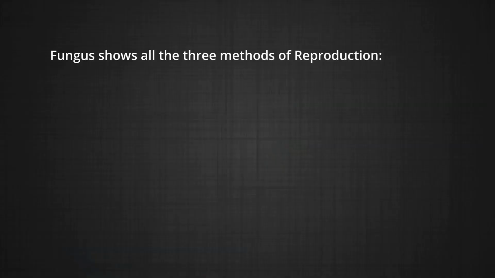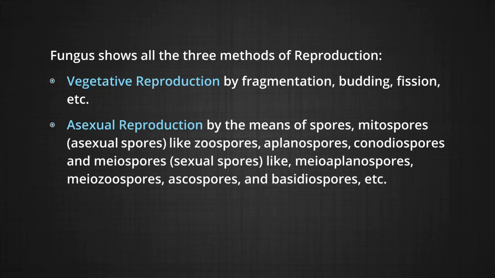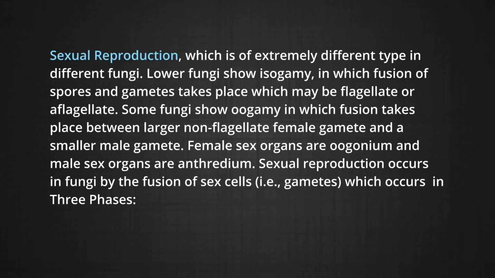Fungi show all three methods of reproduction. First, vegetative reproduction, that is by fragmentation, budding, fission, etc. Second, asexual reproduction by means of spores: mitospores, like asexual spores such as zoospores, aplanospores, conidiospores; and meiospores, sexual spores like ascospores and basidiospores, etc. Third, sexual reproduction, which is of extremely different types in different fungi.